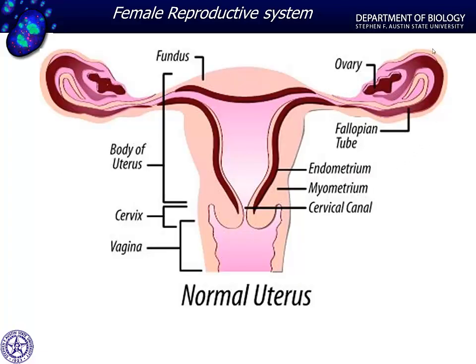So here in our illustration, the fundus is the superior portion, the body of the uterus where we have the attachments with our oviducts, and then we can see the cervix, the opening of the cervix being the os of the cervix interconnecting with the vaginal canal.